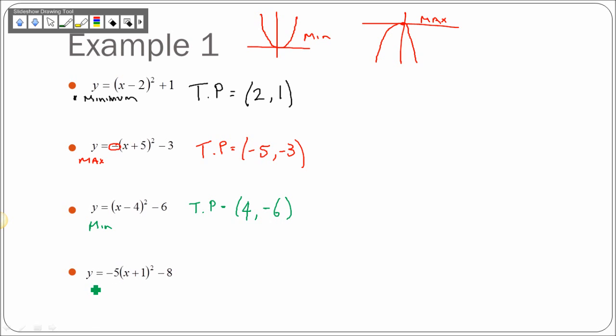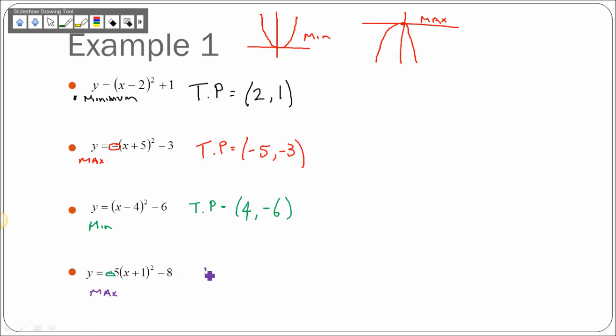Alright, last one. We've got minus 5, and in brackets, x plus 1, minus 8. Now remember, when we put numbers in front of the x, that doesn't change how the graph is going to move. It just makes it either wider or thinner. So this 5 has no bearing on where the turning point is, but this minus sign does change something. And remember, that means that now it's going to be a maximum because it has flipped over.